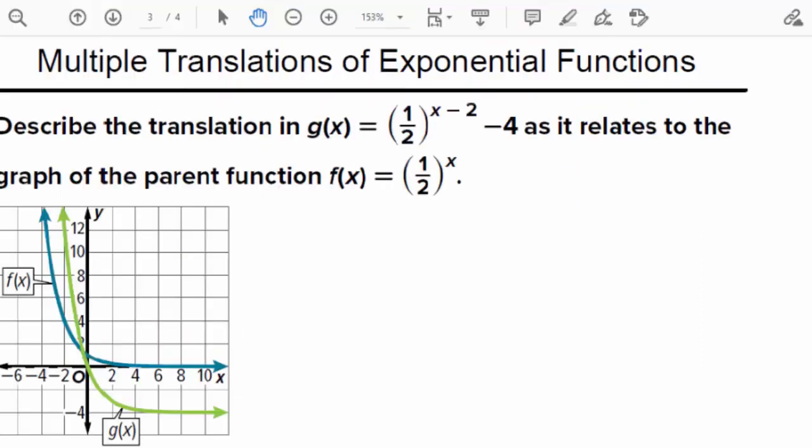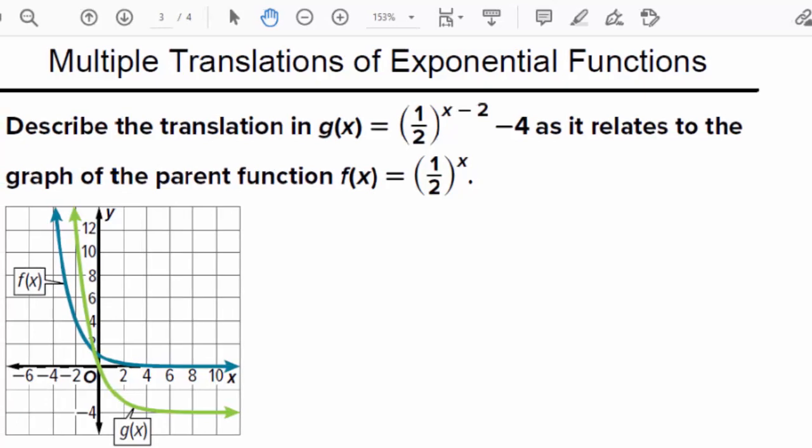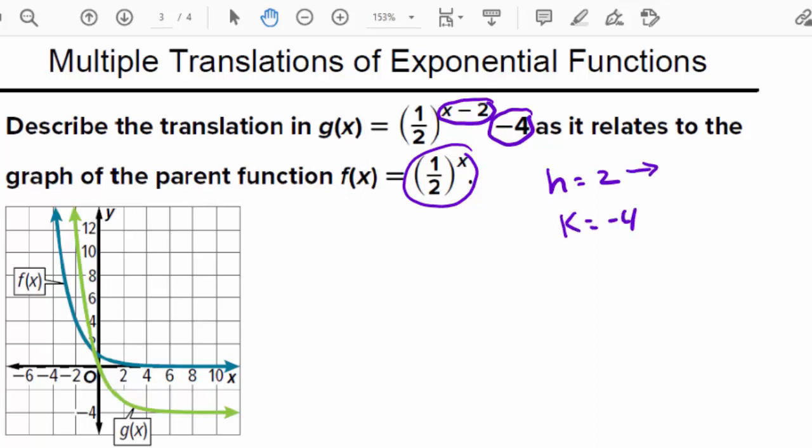Okay, so now we're going to attempt to identify the multiple translations. So everything's off the parent function, which is 1/2 to the x, which is a decay function. So the parent function is the f of x right here that goes like that. And based on what we see, we've got an x that's been shifted to the right 2 units, and then the whole thing's been shifted down 4 units. So we have an h value of 2 and a k value of -4. So this is going to be to the right 2 and down 4. So h controls your left and right, and k controls your up and down.